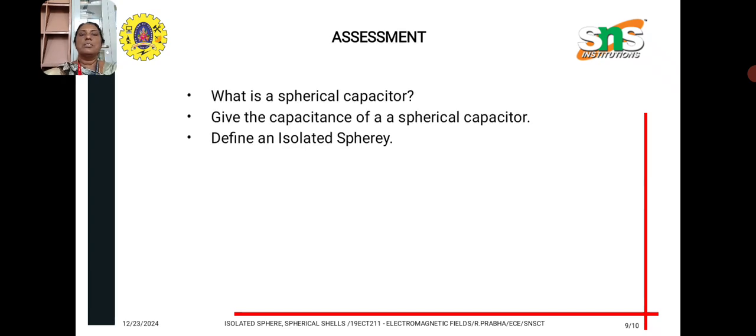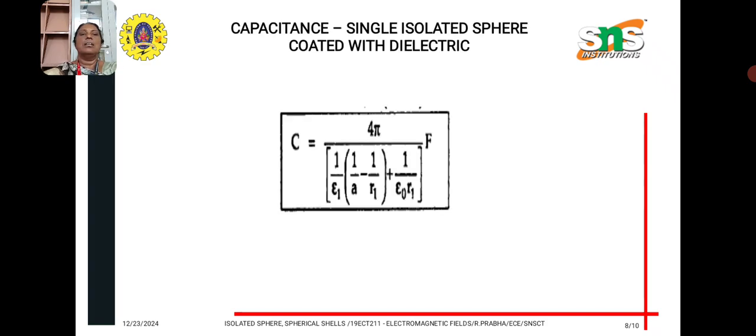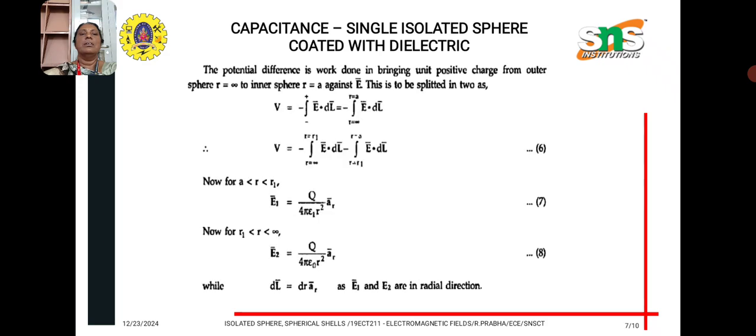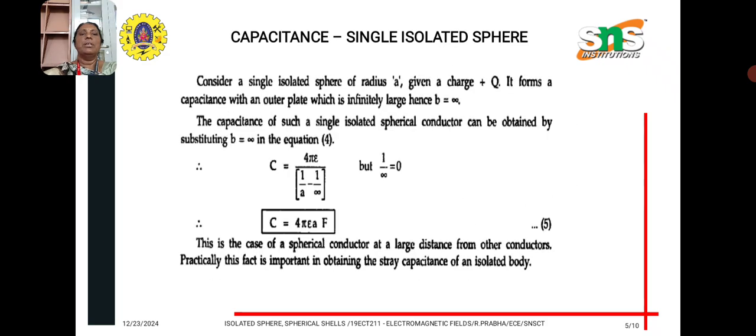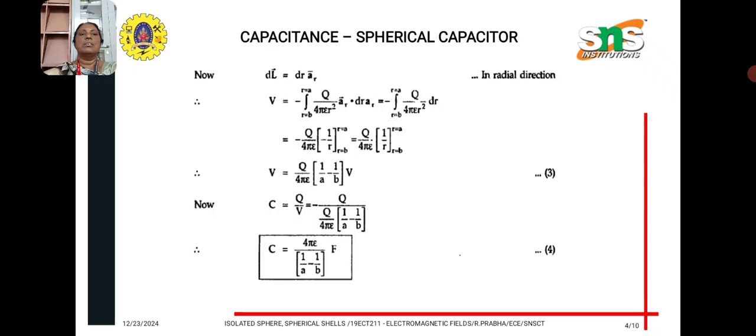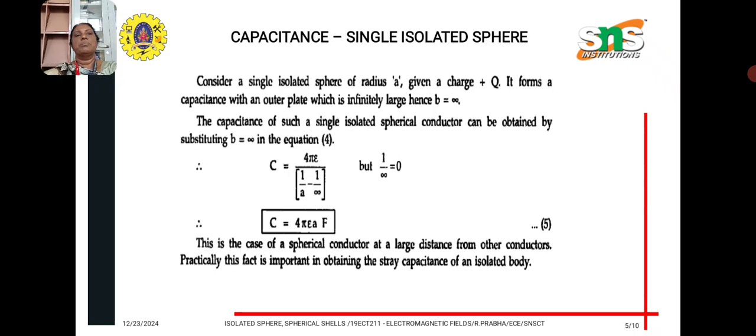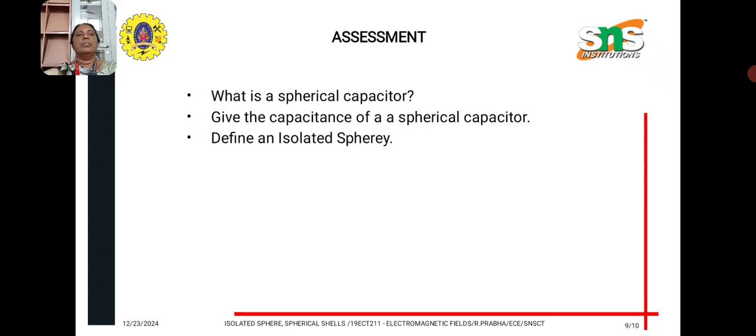Now, in summary, the spherical capacitor is two conductors separated by some distance, in spherical form. The capacitance of a spherical capacitor we have seen is C is equal to 4 pi epsilon naught a farads when it is a single isolated sphere, and it is 4 pi epsilon divided by 1 by a minus 1 by b farads for a spherical capacitor. Thank you.